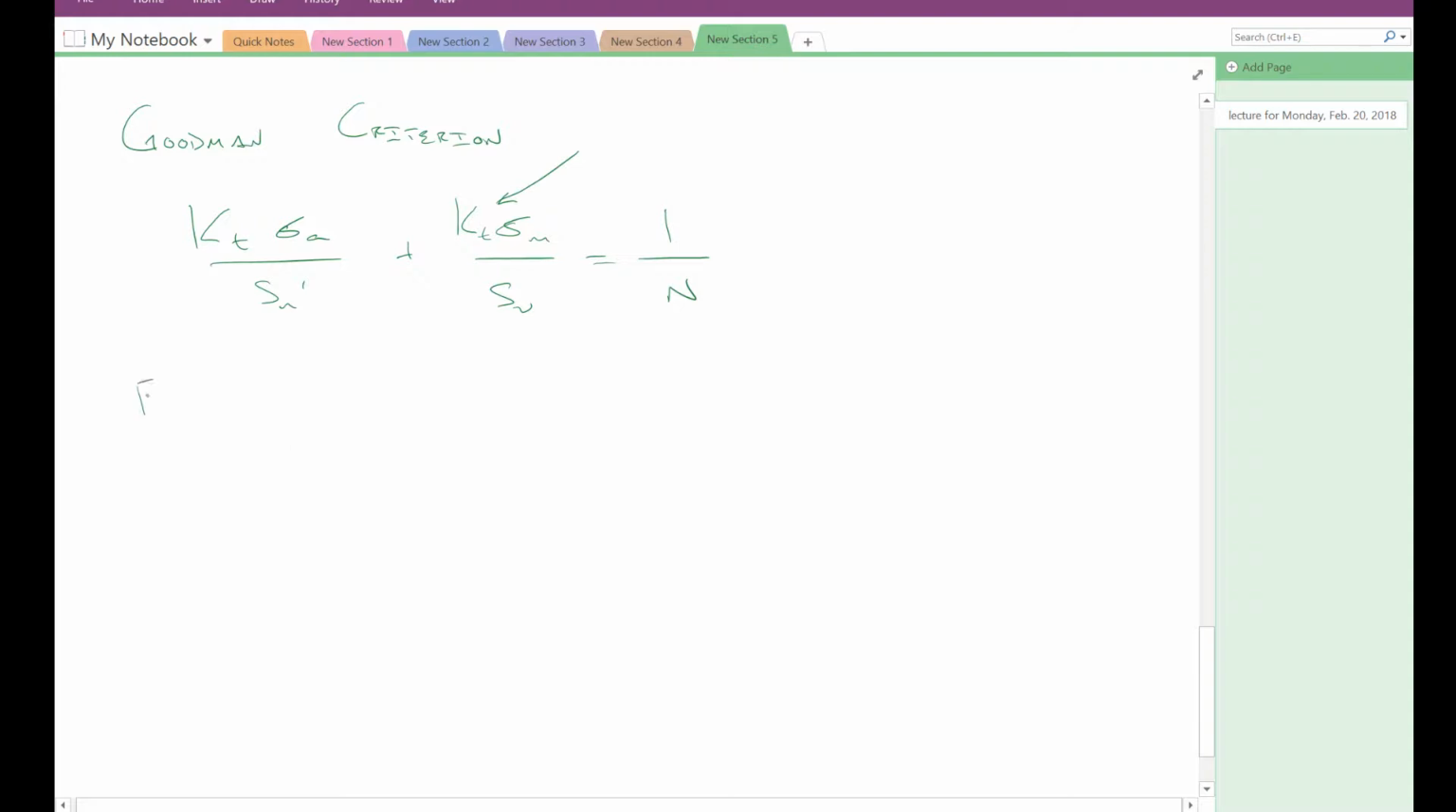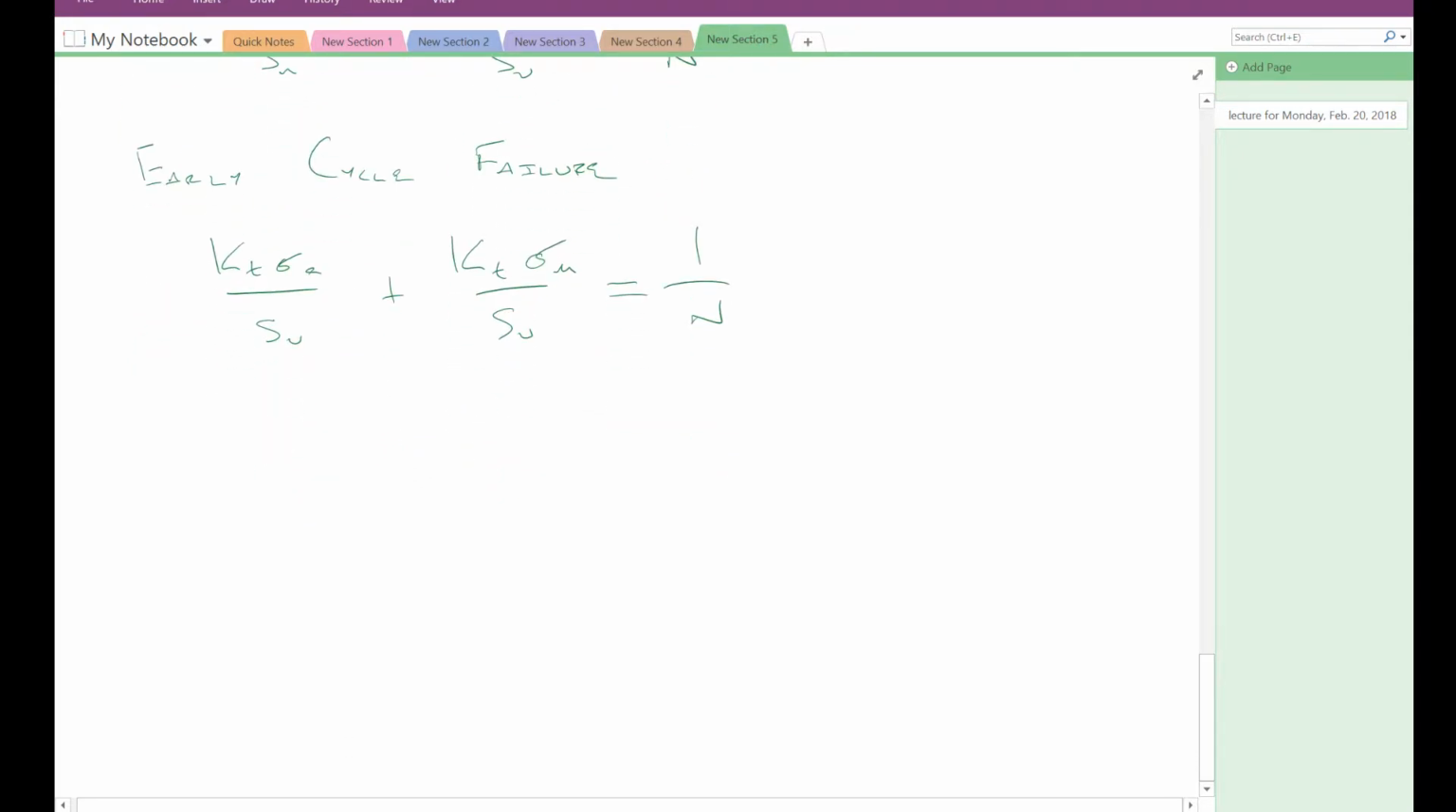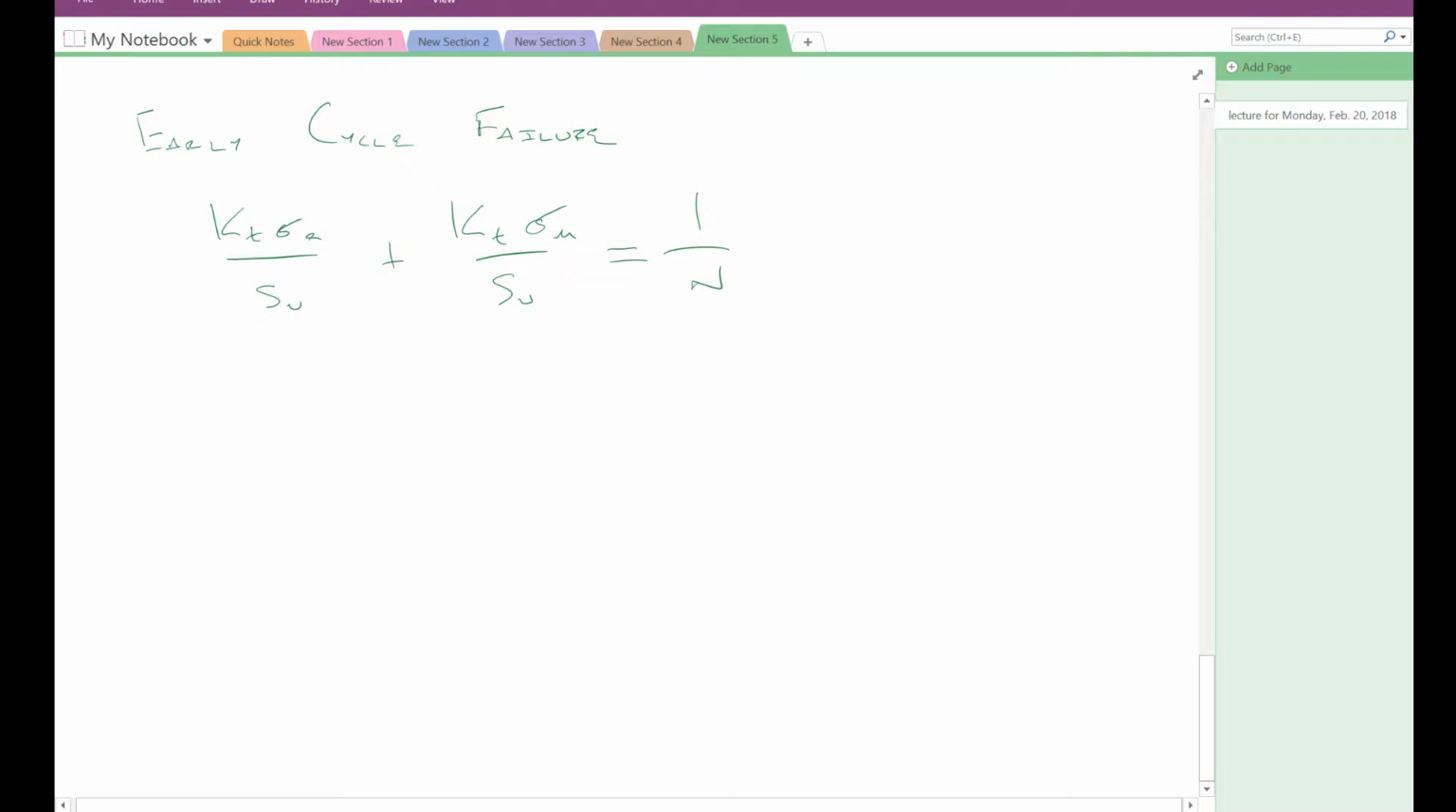We can look at our early cycle, and I'll call it failure in this case. And we can look at our stress concentration times our alternating stress over our ultimate strength plus our stress concentration times our mean stress over our ultimate strength, and that's equal to 1 over n. Now, these equations aren't necessarily listed in your book, but we can extrapolate based on what we're trying to do that our stress concentration will add into our mean stress calculations.